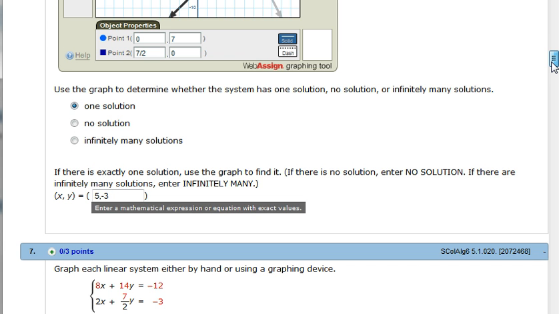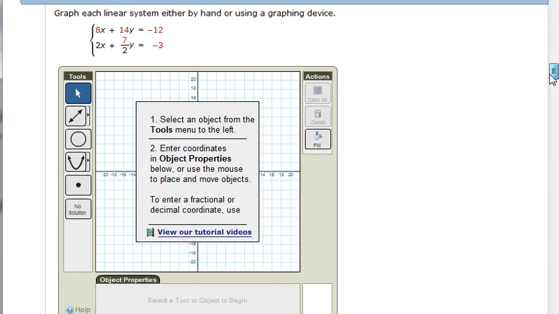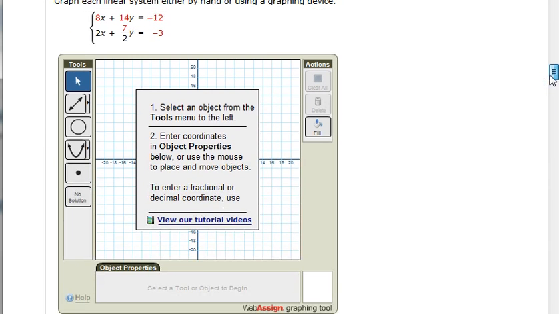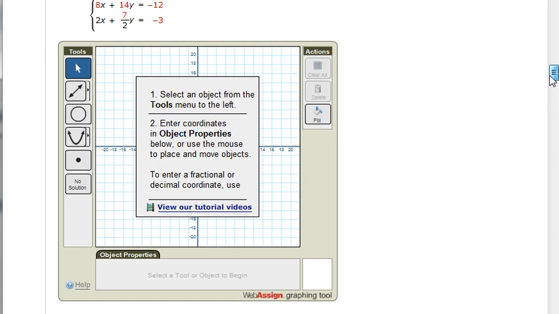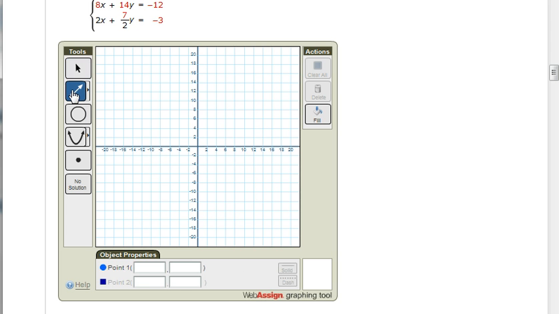So, going to the next example, our system is 8x plus 14y equals negative 12, 2x plus 7/2 y equals negative 3. We choose the line tool.